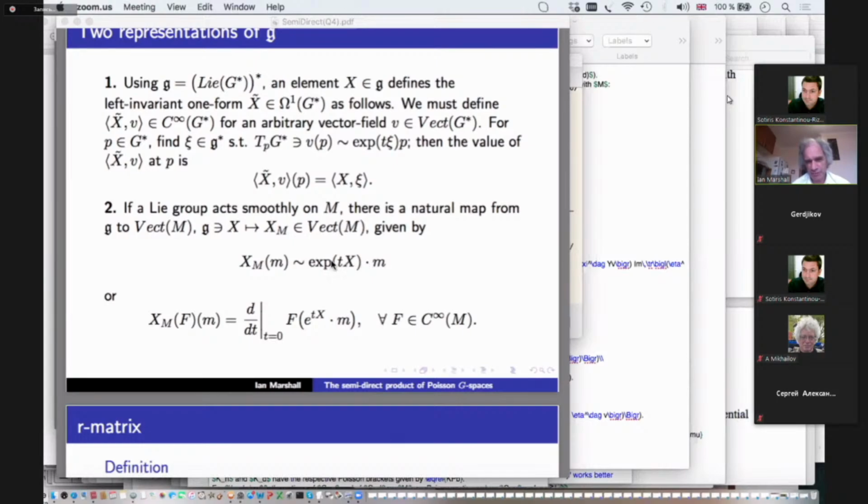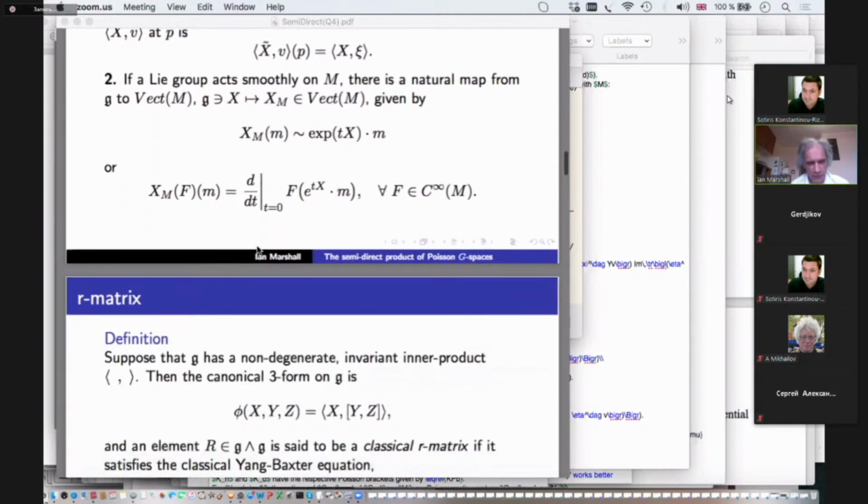This dot represents the action of elements of the group on a point in the manifold, which is the same thing as saying that if I make this vector field act on a function, I get another function whose value at the point m is d/dt at t=0 of f(e^{tx} · m). That's true for any f. So these two things are useful.